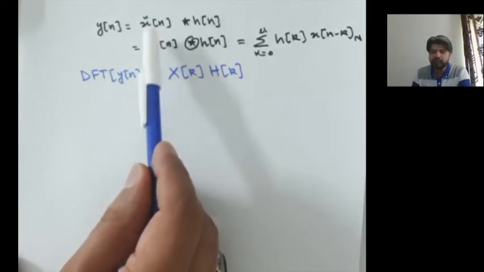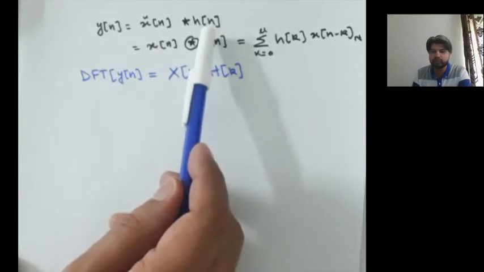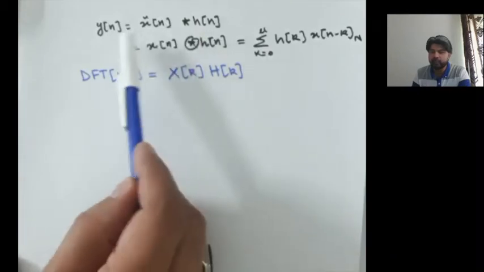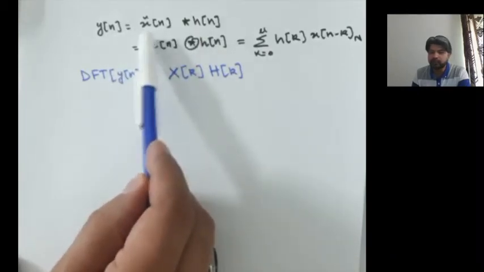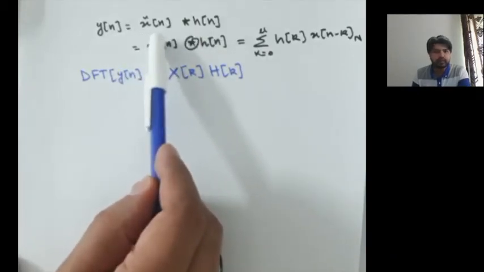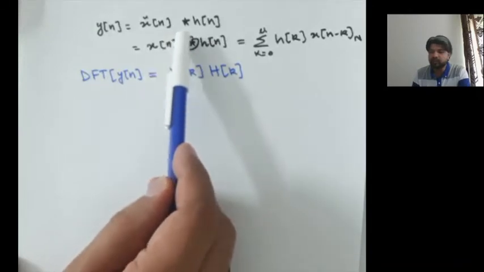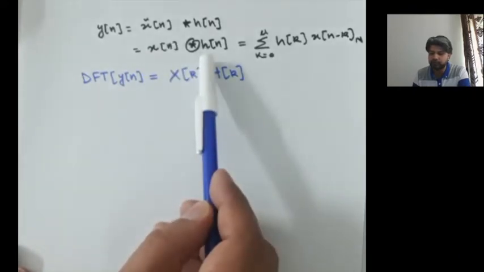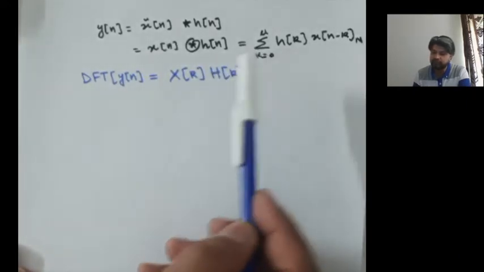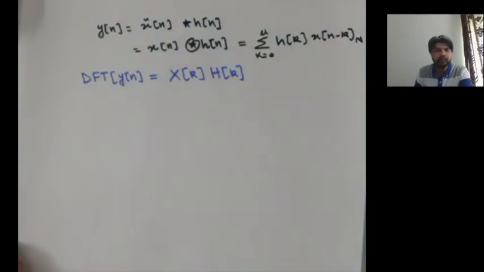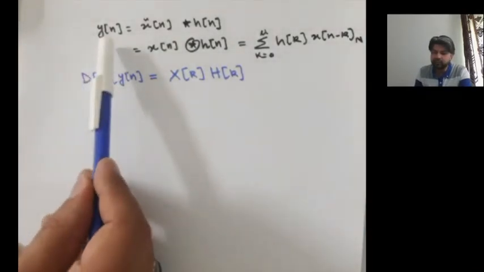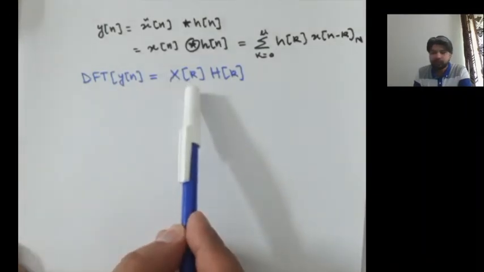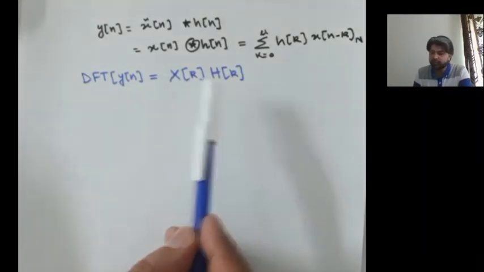And if this x tilde of n is transmitted into the channel h of n, you would get a convolution of x tilde of n with h of n, and that would be your y of n. And we said that because of this cyclic prefix, this x tilde of n convolved with h of n is nothing but a circular convolution of x of n with h of n, and that is given by this expression. In other words, if you compute now the discrete Fourier transform of y of n, that would be equal to x of k times h of k.